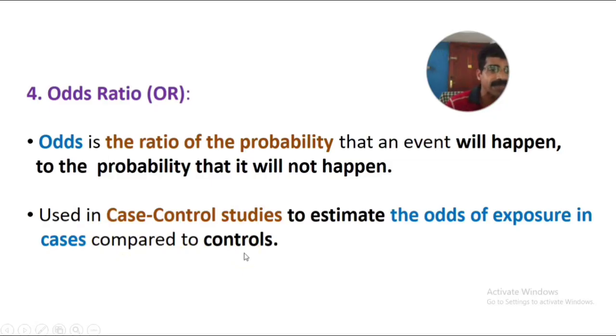So we have another type of study in analytical study, that is case control studies. We have two groups. It is a comparison study between the cases and controls. Cases are the people with the disease and controls are the people without the disease. So we determine the odds of exposure. What is the probability of having the disease among the cases with the exposure when compared to the control people? That is about the odds ratio.